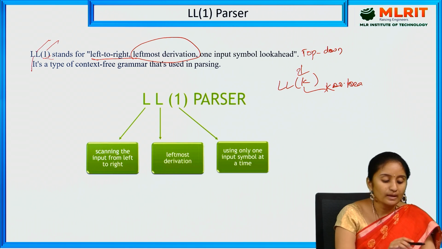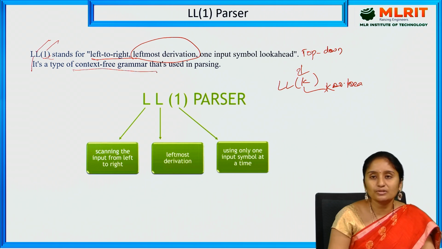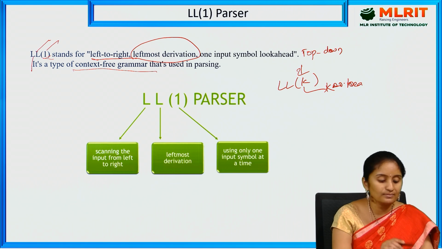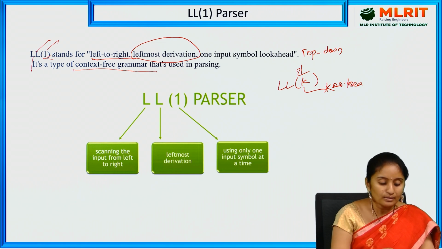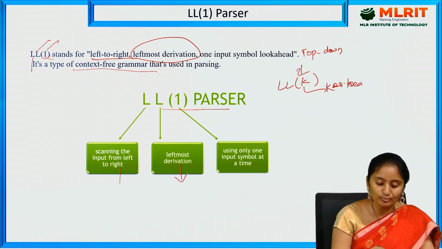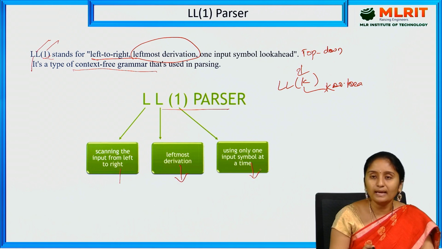So the LL(1) parser is a left to right, leftmost derivation parser with 1 lookahead symbol. It is a type of context-free grammar parsing, mainly used in parsing. LL(1) parsing means scanning the input from left to right, with leftmost derivation, using one input symbol at a time.